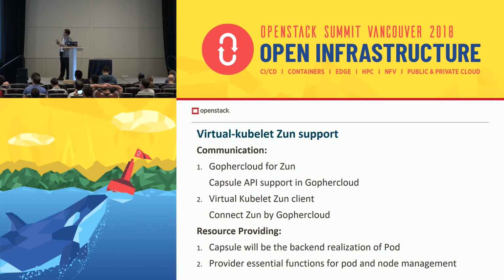We should add the Gophercloud support for Zun, because Zun is totally OpenStack Python-based code, and the virtual kubelet and Kubernetes are written in Go. So how do we communicate between them? You need Gophercloud support. Gophercloud is an OpenStack Golang client. After that, we have a virtual kubelet Zun client in the virtual kubelet to talk with Gophercloud.